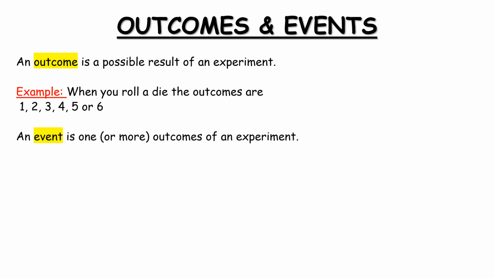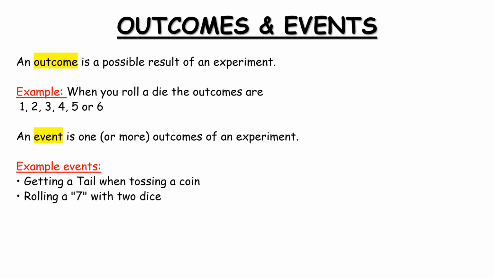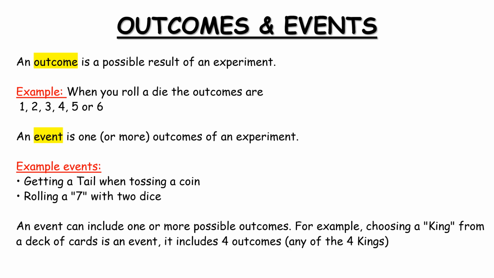An event is one or more outcomes of an experiment. When we're working in probability, we're usually asked to get the probability of an event. So for example, getting a tail when tossing a coin, rolling a 7 with 2 dice. So an event can include one or more possible outcomes.